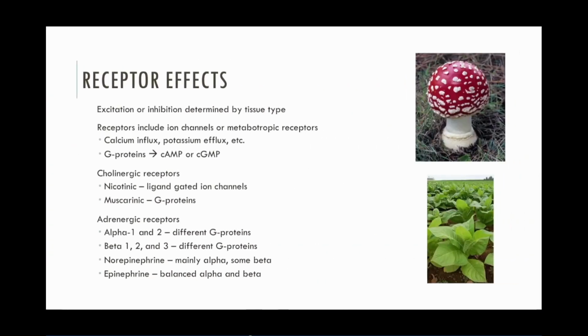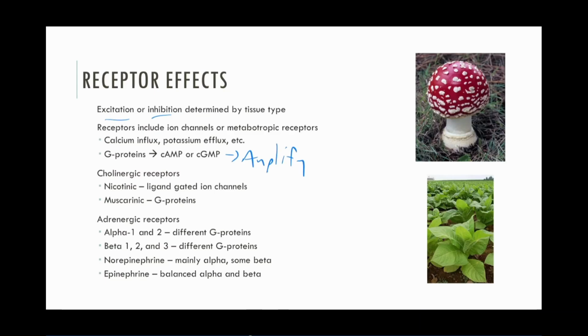Receptor effects. What happens when they're bound to the receptors with these autonomic or sympathetic or parasympathetic? Excitation or inhibition, depending on what type of tissue we're talking about. Receptors include ion channels, which is your calcium, potassium, sodium. Those are your ion channels. Or metabotropic effects. This is your secondary messenger, your G proteins. Remember, G proteins are going to amplify the signal.